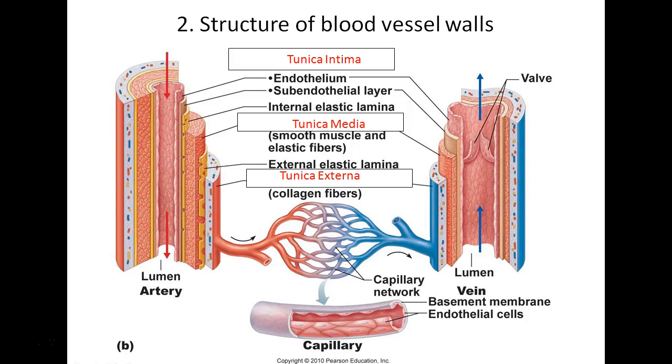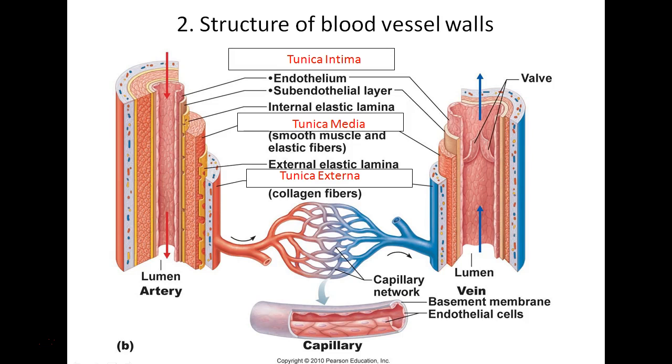tunica media. That's going to be our middle tunic, and that's composed of smooth muscle tissue supported by elastic fibers. Thanks to this nice thick layer of smooth muscle, the tunica media results in vasoconstriction. When we say vasoconstriction, we're talking about a constriction of those blood vessels. And then when we relax this smooth muscle, that's going to result in vasodilation, opening or increased diameter of the lumen, so to speak. And then we get to our third, outermost layer, the tunica externa.